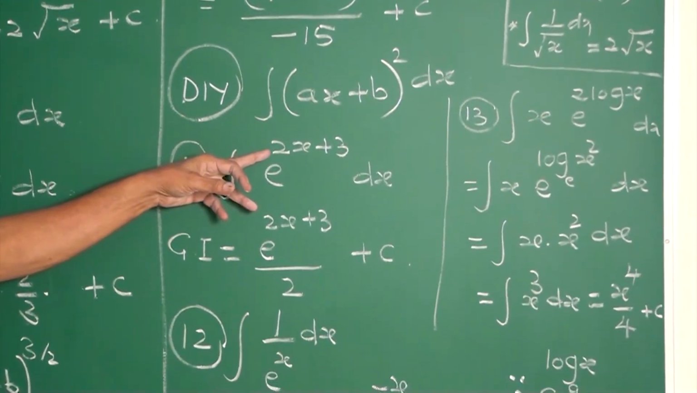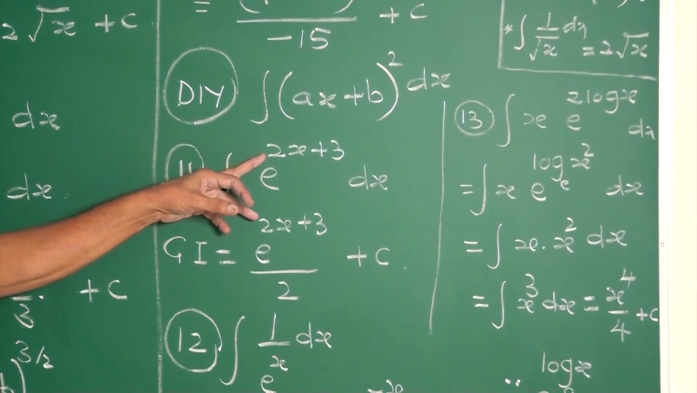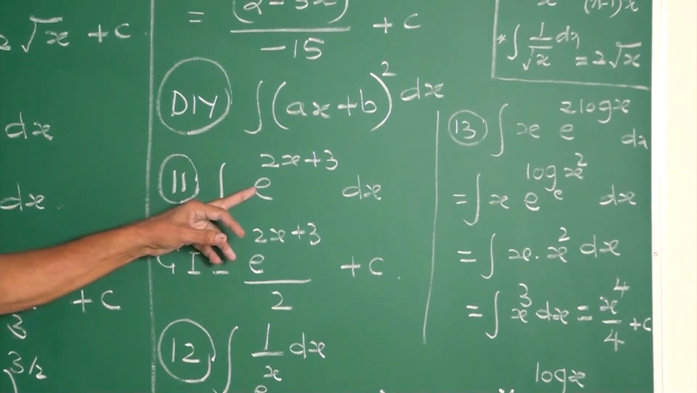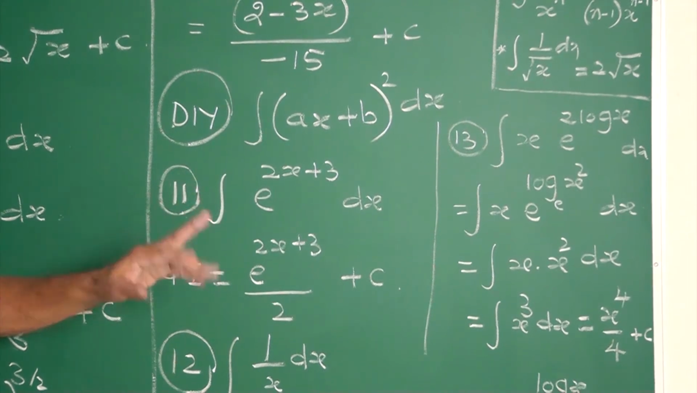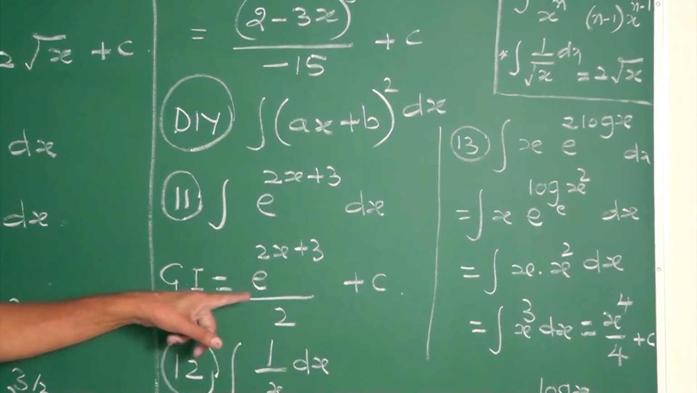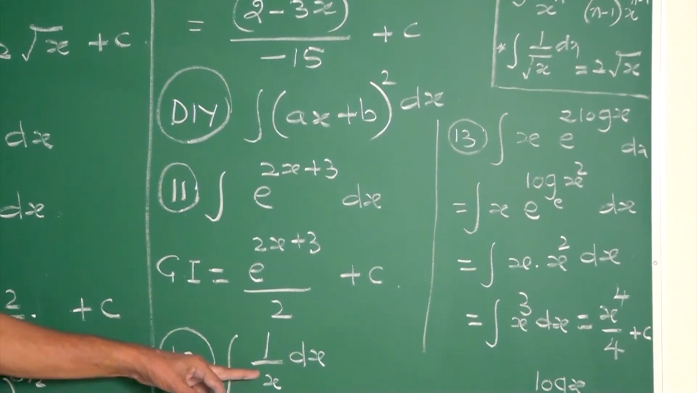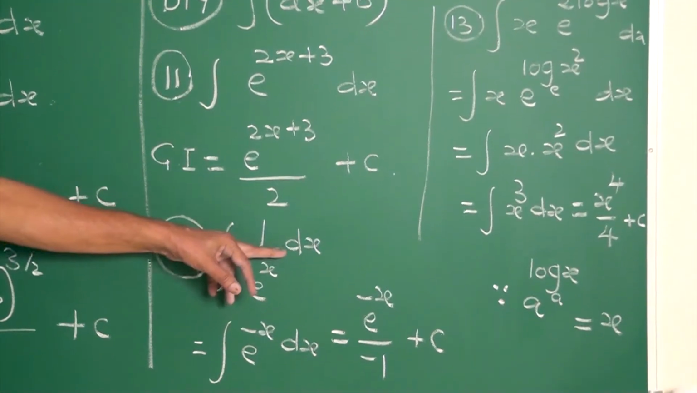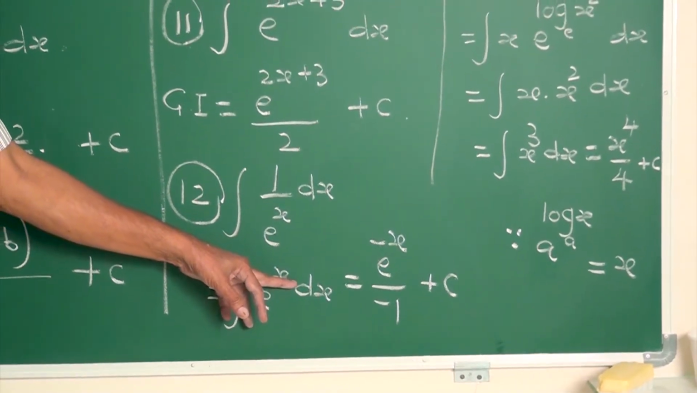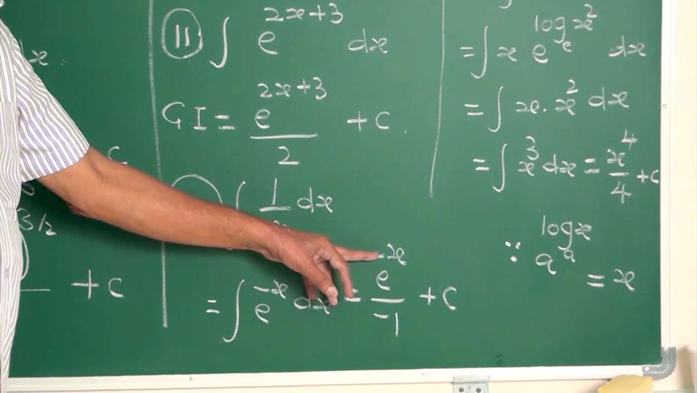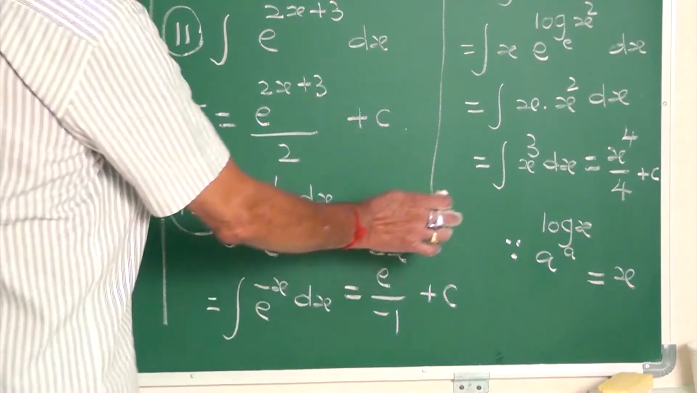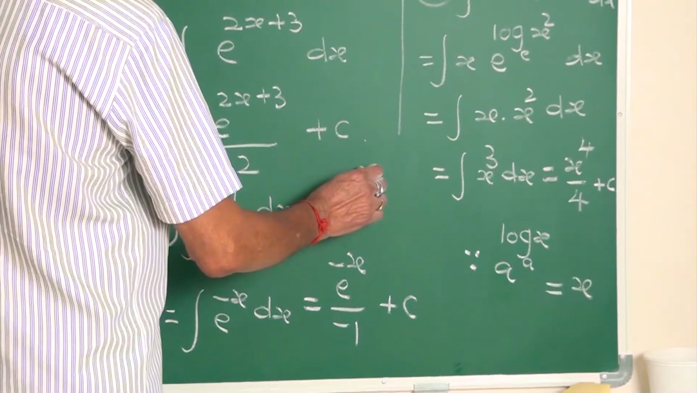Next, e to the power 2x plus 3. Given the formula e to the power ax plus b, in case of exponential functions, whatever that exponential function is, you write as it is. Look at the power. Is it x? No. Divide by the coefficient, plus c. Next, 1 upon e to the power x dx. Lifting to the numerator, e to the power minus x dx. Apply the same: whatever it is, you write it. Is the power x? No. Divide by the coefficient of the power. If you want, you can try this yourself.